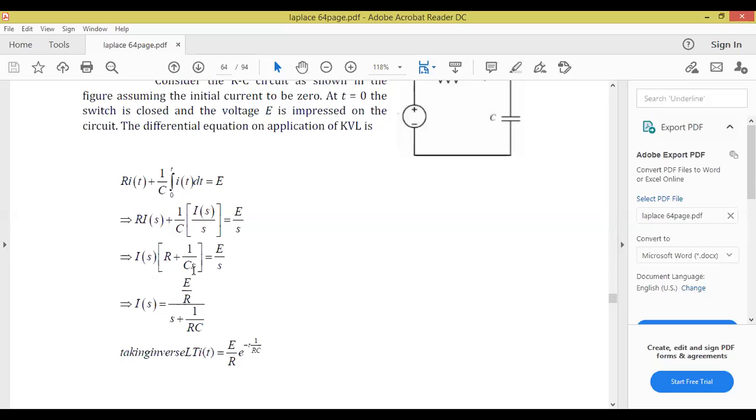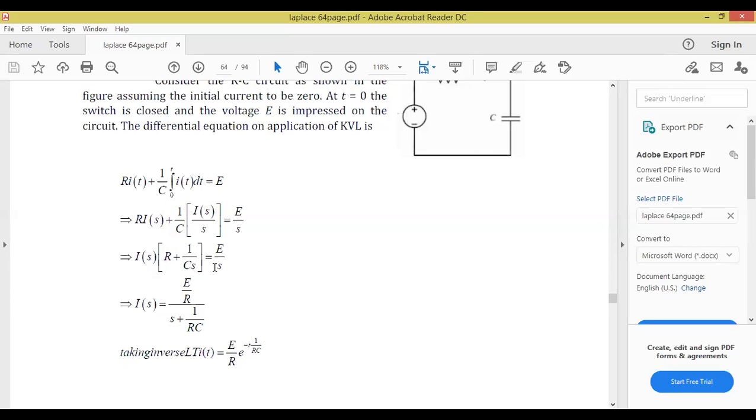S plus A we must have. So what we do here, if you take the LCM, RCS plus 1 by CS, we are going to take this RC and divide the expression numerator and denominator by RC. Okay. So here what we are having, I of S into R plus 1 by CS. Do the LCM. What is LCM now? RCS plus 1 by RCS.